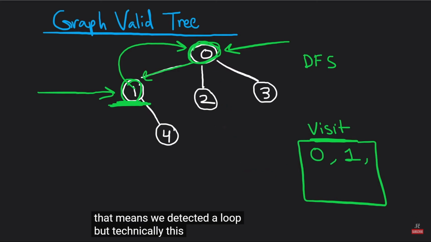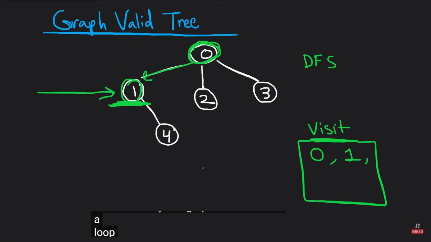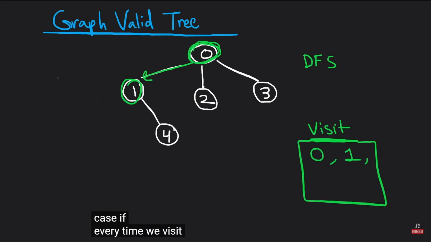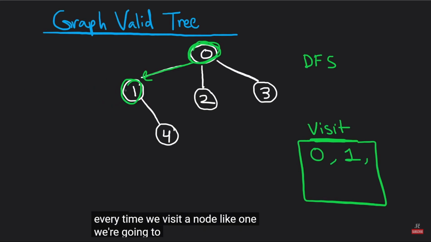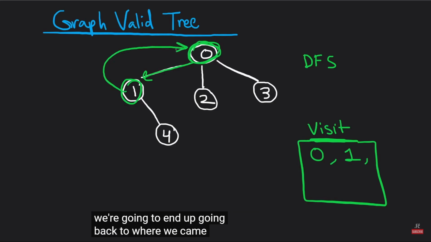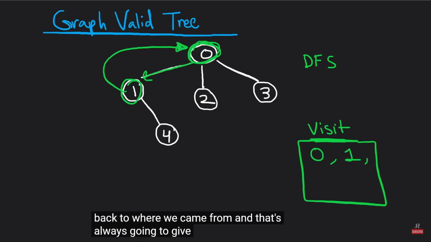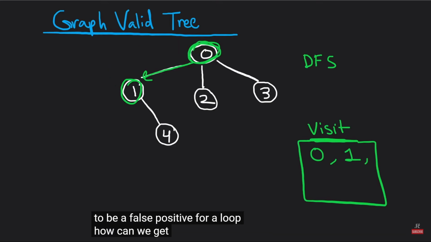But technically, this graph does not have a loop. So how can we get around this edge case of every time we visit a node like 1, we're going to end up going back to where we came from, and that's always going to give us a false positive of detecting a loop. It's going to be a false positive for a loop. How can we get rid of that?